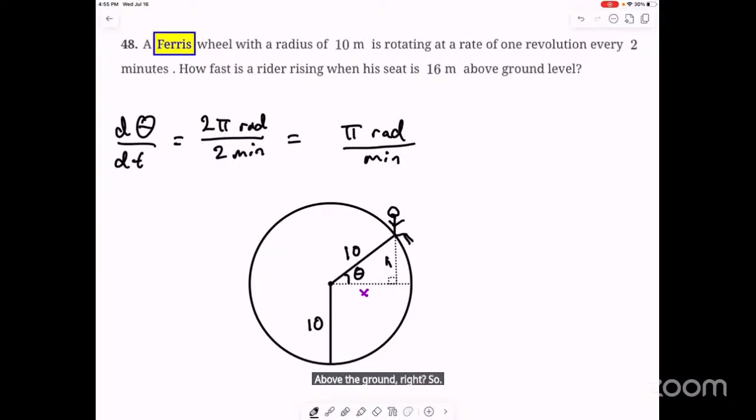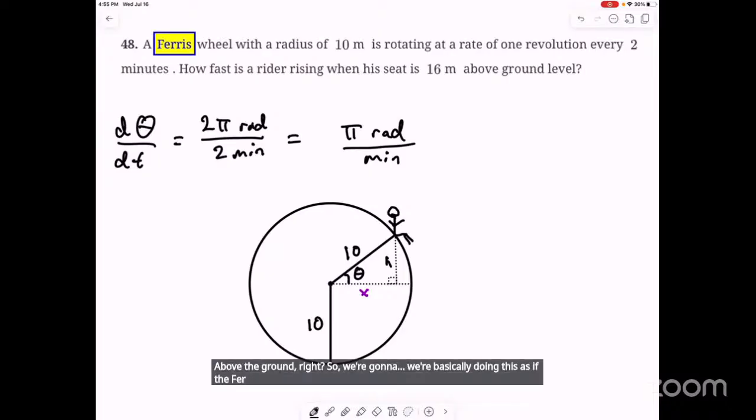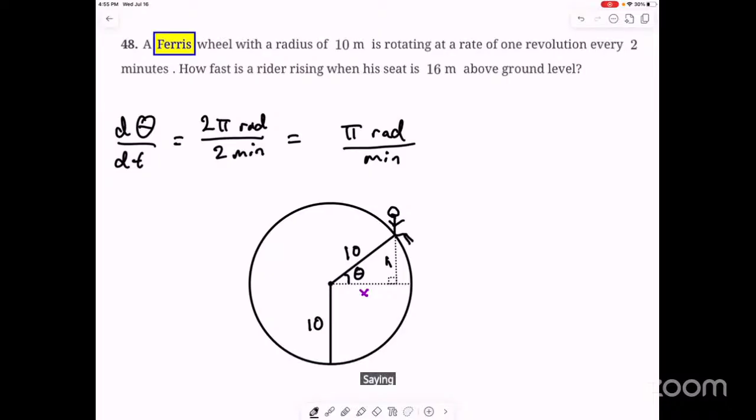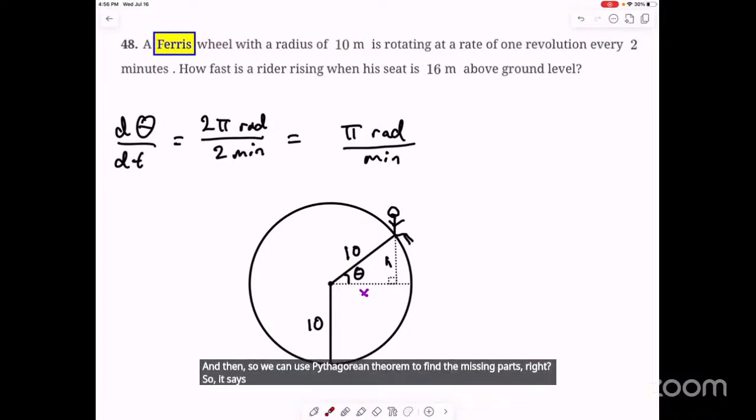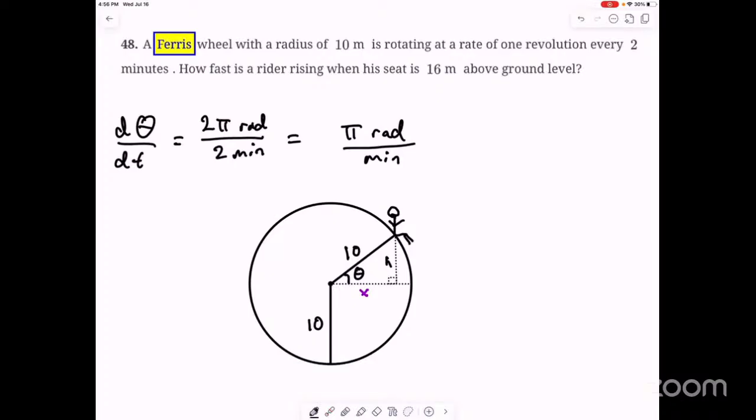So we're basically doing this as if the Ferris wheel is sitting on the ground. It's like we're not saying that the wheel is off the ground, just for the sake of simplicity. And so then we have our rider there, and we have a radius. We have our theta, which is like here. And then we can use Pythagorean theorem to find the missing parts, right? So it says that the rider, we want to find out his angular velocity when his seat is 16 meters above the ground.